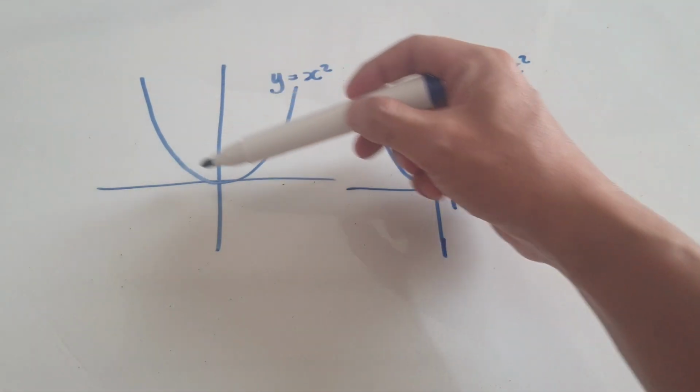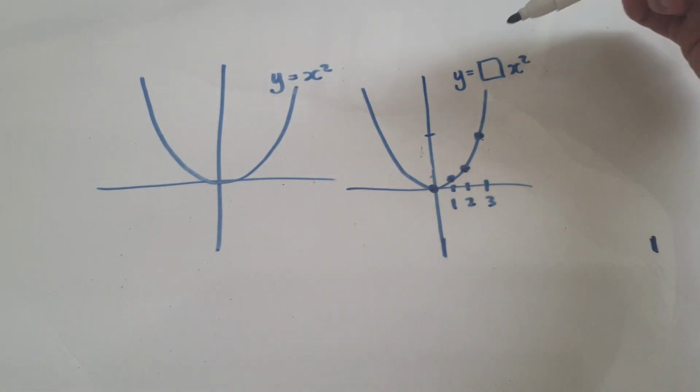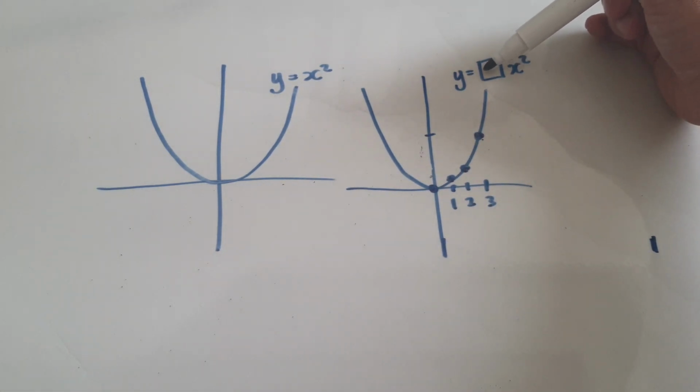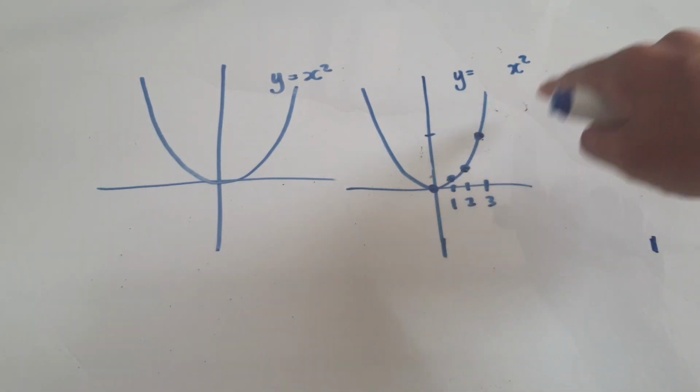We know y equals x squared looks like this. In this video, we're going to investigate what happens when you stick a negative number in front of the x squared. So for example, negative 2x squared or negative 3x squared and so on. So normally y equals x squared looks like this.